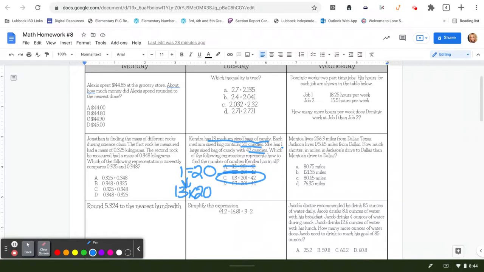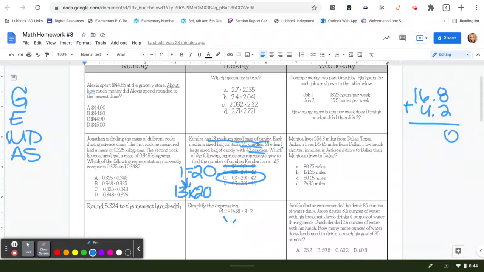Okay, on the next one, you need to write GEMDAS. Do we have grouping symbols? Yes. So I'm going to do 16.8 plus 4.2. Okay, so 16 and 8 tenths plus 4 and 2 tenths. That gives me 10. 8 plus 2 is 10, plus 1 more is 11, and 1 plus 1 is 2. 21.0 is the same as 21.